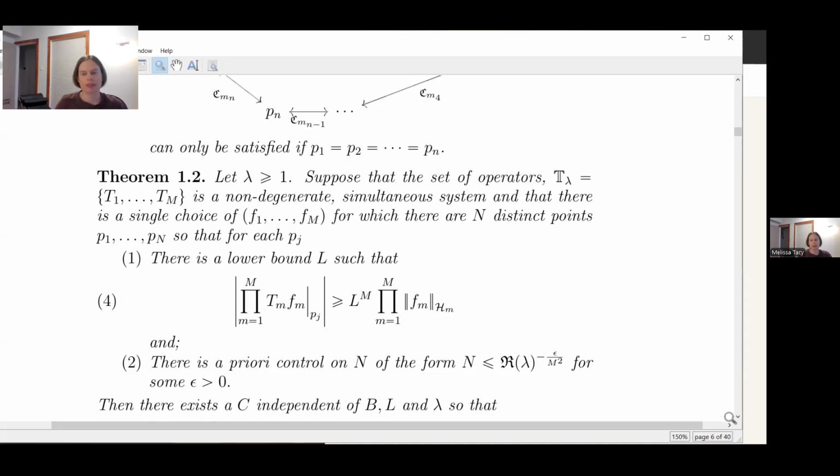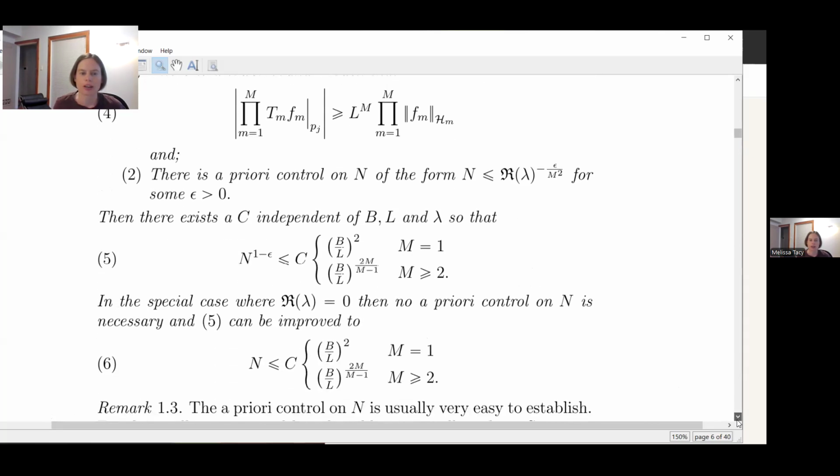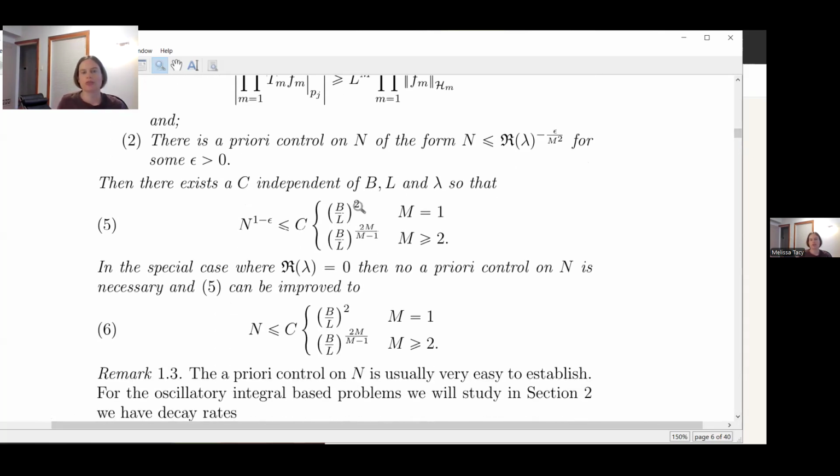Then I also assume I have some kind of a priori bound on N. So what this is just checking is that lambda tells us whether we measure things as big or small, and R of lambda tells us the rate of decay. So it just says that N is in the right kind of scale to be controlled by that rate of decay. And if all of that holds, then I can control the number of points in terms of B on L. I lose a factor of epsilon here if R lambda is not 0.